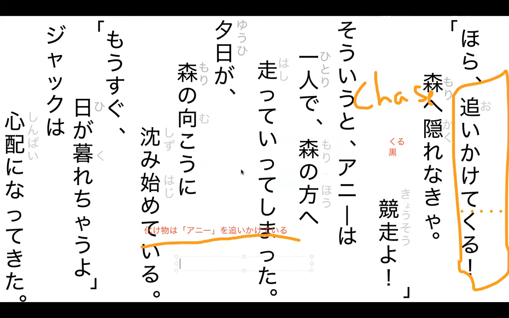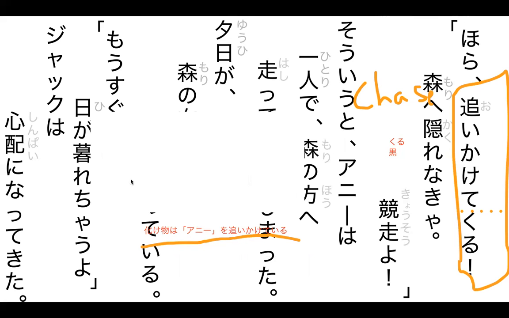Now, I had a brilliant idea. Okay, so we have Bakemono wa Annie wo oikakete iru. And Bakemono wa Annie wo oikakete iku. And Bakemono wa Annie wo oikakete kuru. So all of these sentences in English would be the sentence, the monster chases Annie.